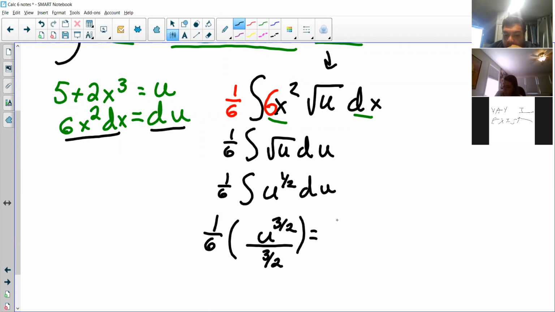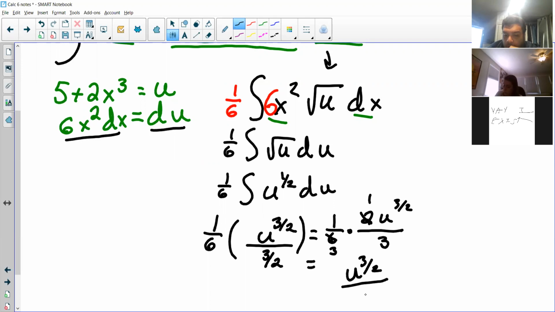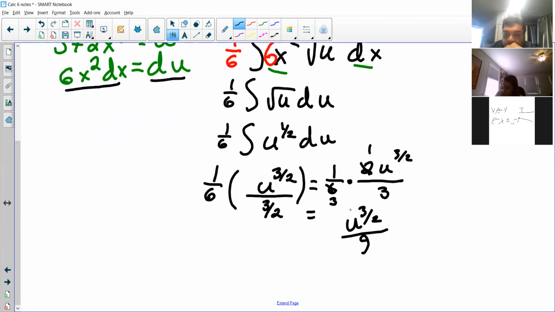To rewrite that a little bit more cleanly, 1/6 times, when you divide by a fraction, you multiply by the reciprocal, 2u to the 3/2 over 3. So I just reciprocated the 3/2. 1 times 2 over 6 times 3, u to the 3/2 all over 9. So that usually is the hardest part of this, deciding what the u is and then making sure you anti-derive correctly.